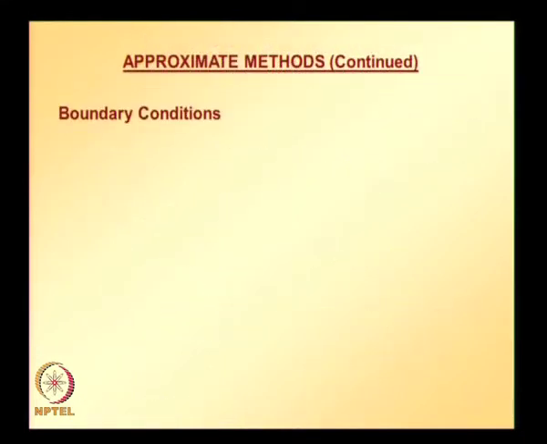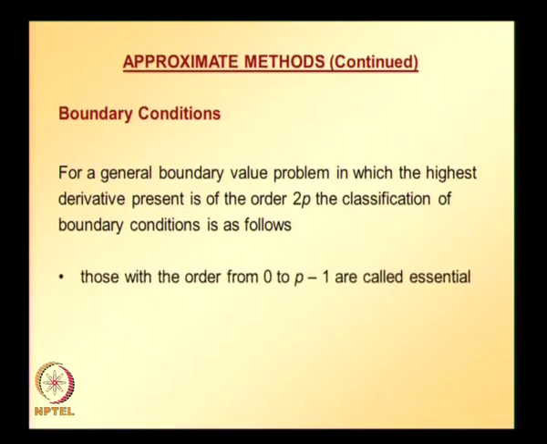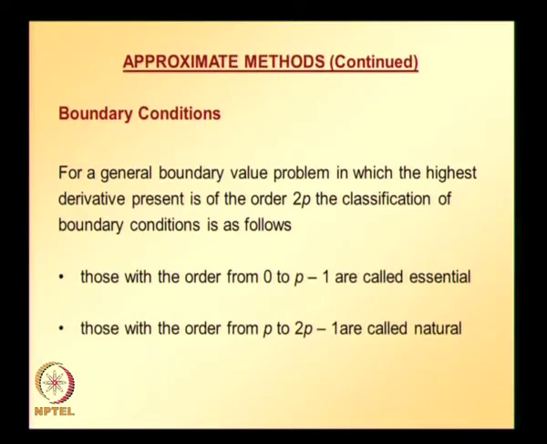So, if you recall, earlier we noted that for a general boundary value problem in which the highest derivative present is of order 2p, the classification of boundary conditions is as follows. Those boundary conditions with order from 0 to p minus 1 are essential, and those boundary conditions with order p to 2p minus 1 are natural boundary conditions. Okay, so this is how we classify the boundary conditions.